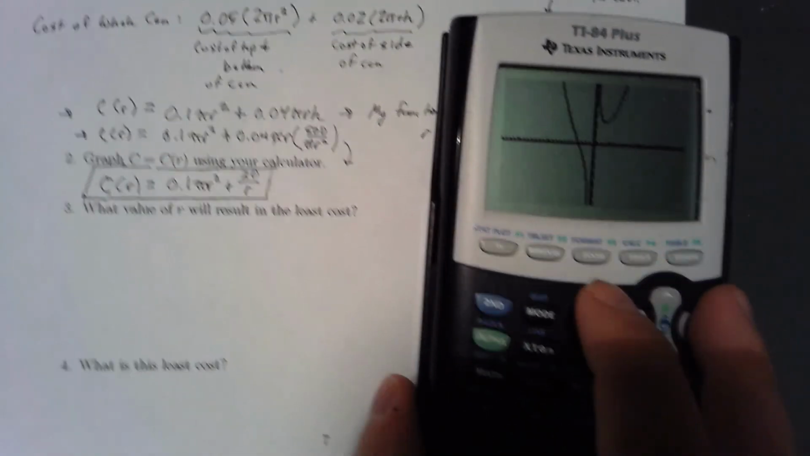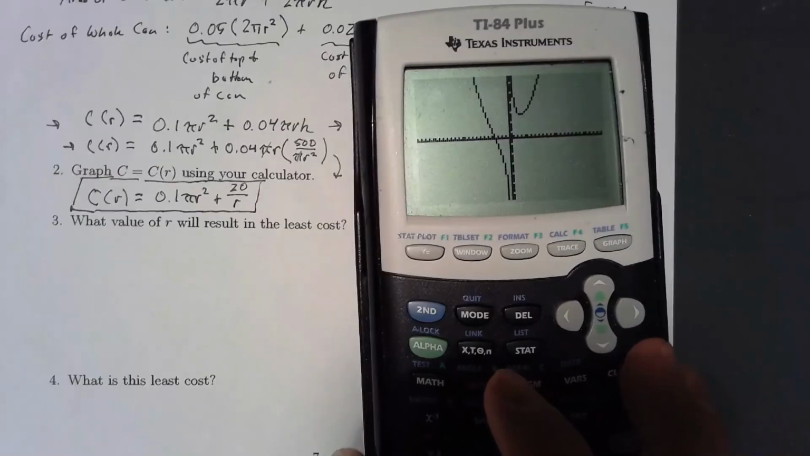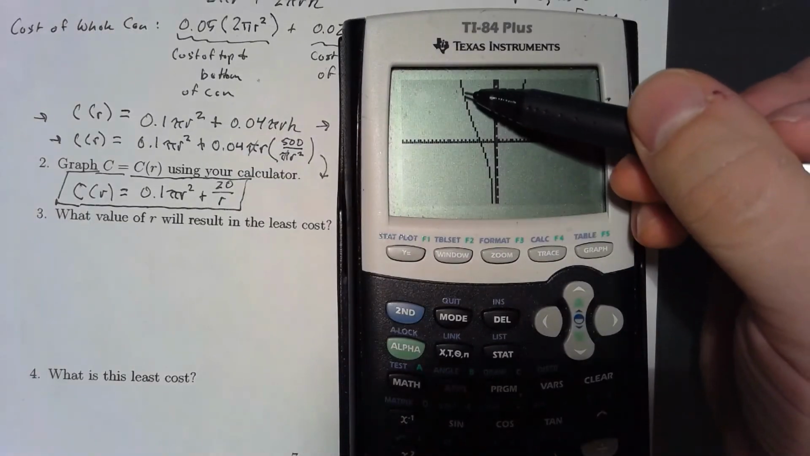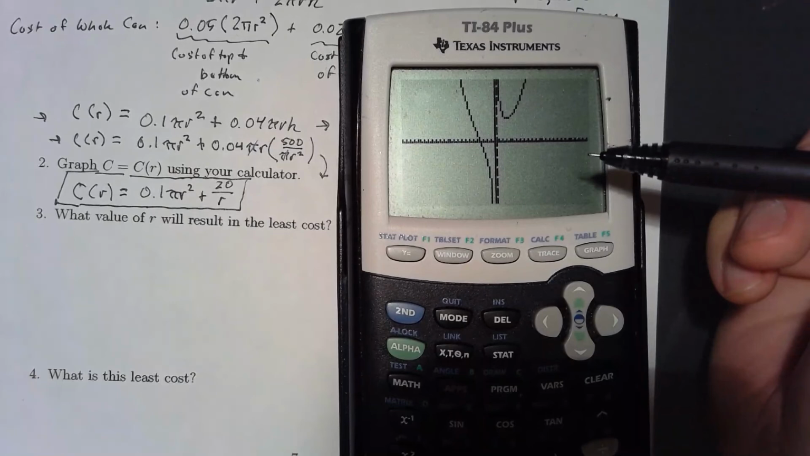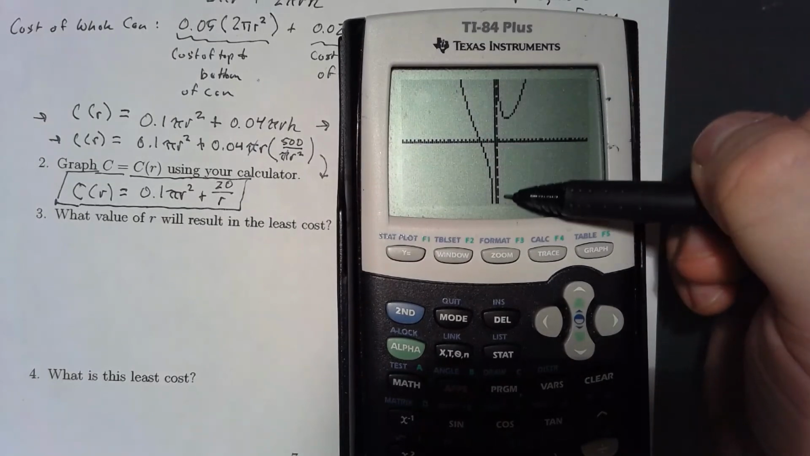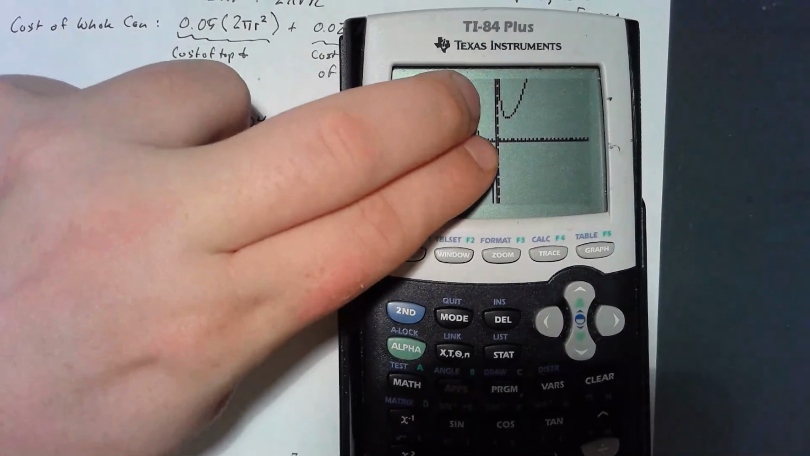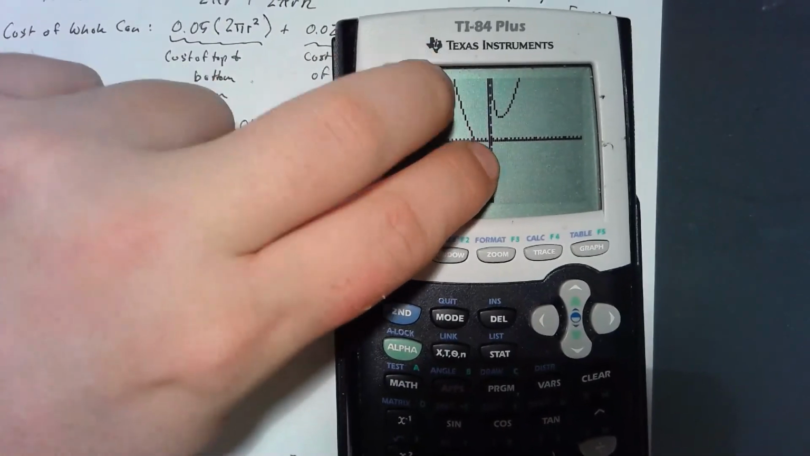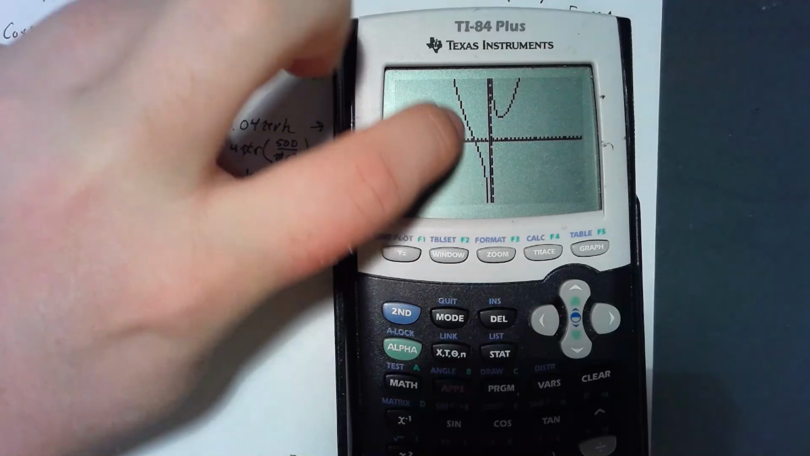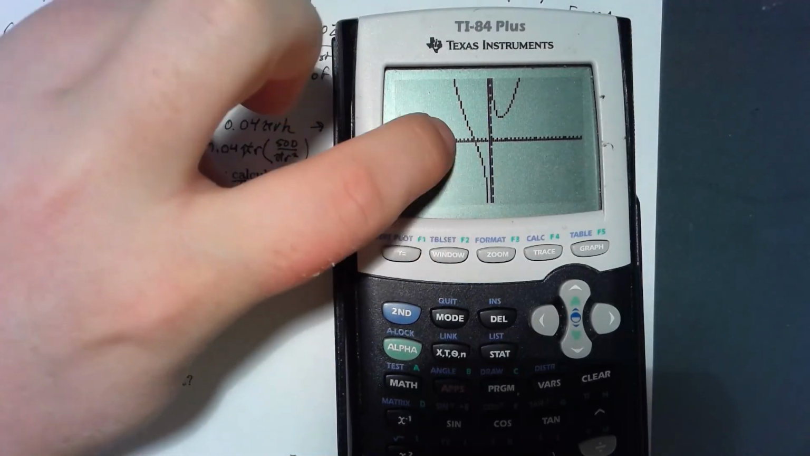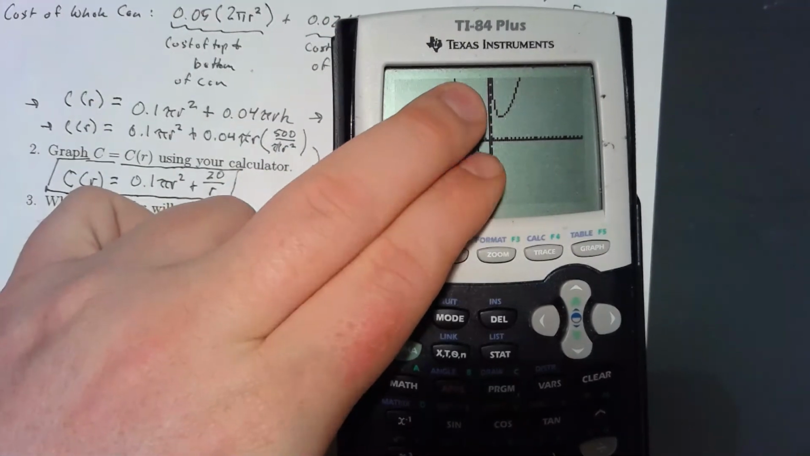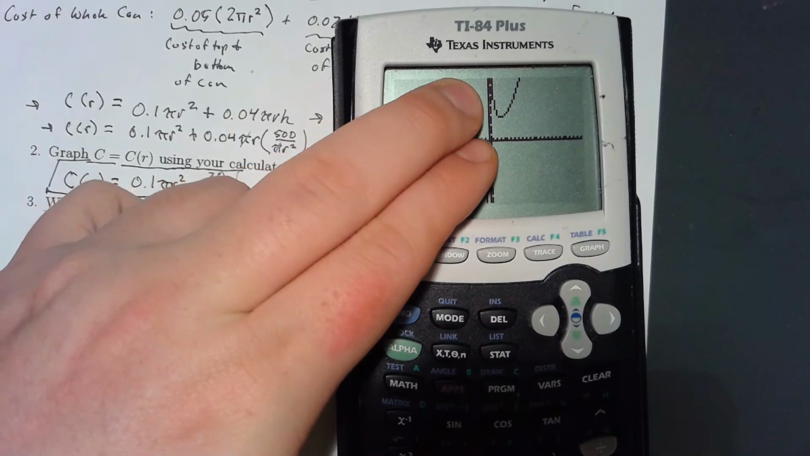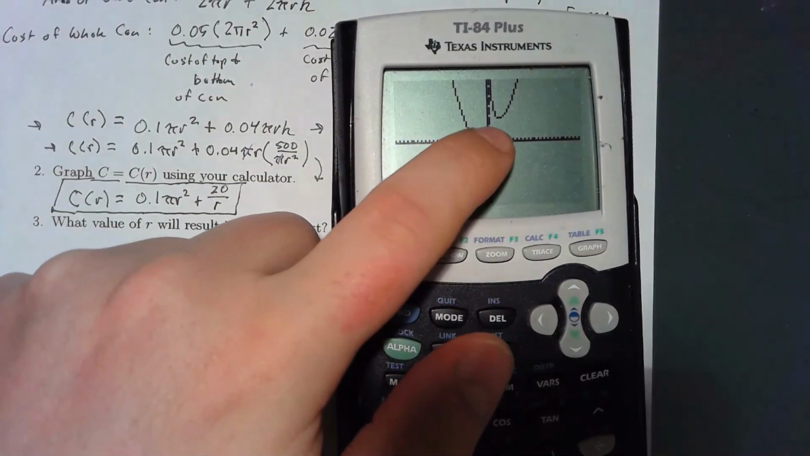All right, what value of r will result in the least cost? Well, let me ask you this. Which part of this function do I not care about? I don't care about this part over here. Why don't I care about that part? Because if it's over here, that would mean r is negative, right? If I go to the left, and this is a function of r, that would mean r is negative. But why don't I care about that? Because I can't have a negative radius. That's not possible. So the only part that I care about is this part over here.